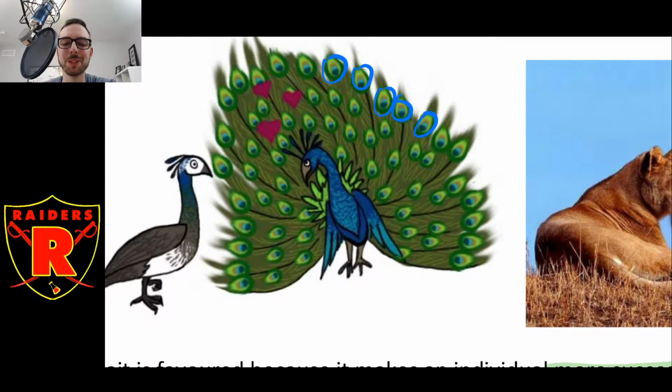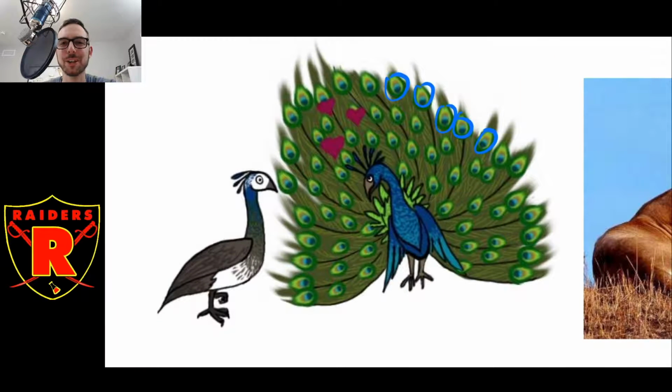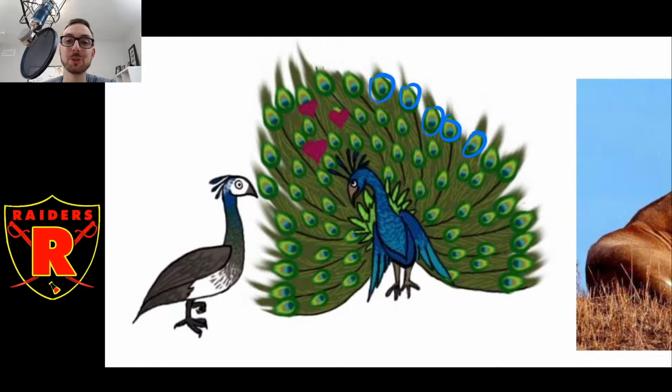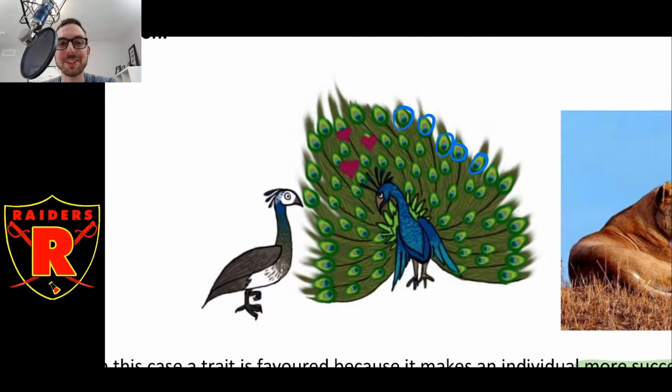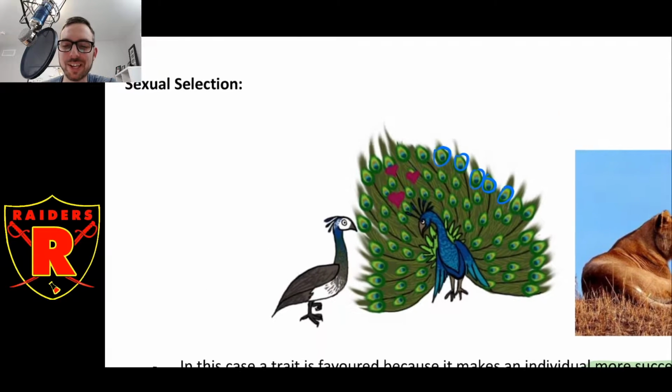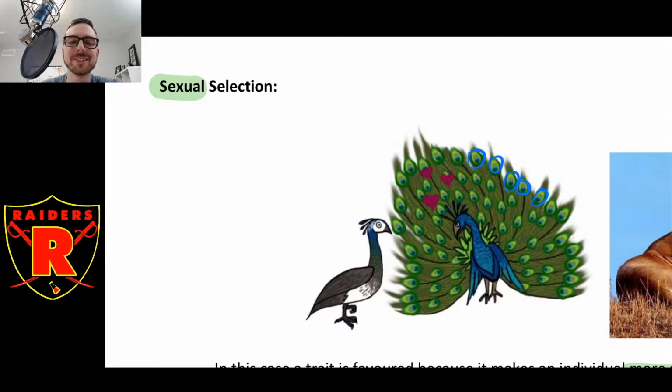So while it does make you more attractive to the opposite sex for mating purposes, it also makes you a lot worse at surviving. But in this case, because it makes you so much better at mating, it actually discounts the fact that you're less survivable in this case. So sometimes that wins out. Sometimes the ability to mate more often wins out over better survival traits. And when that happens, you get sexual selection.